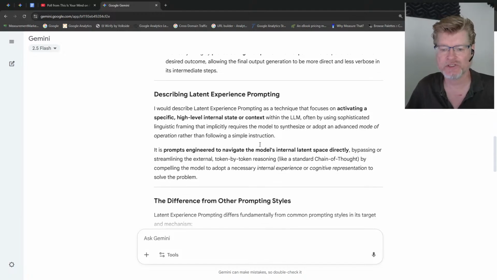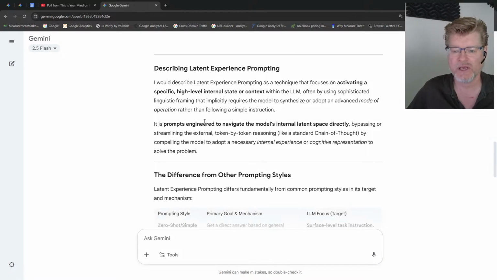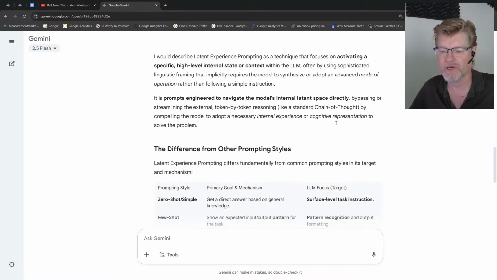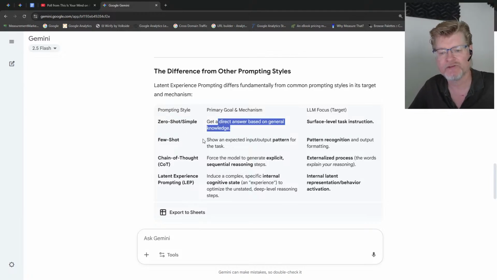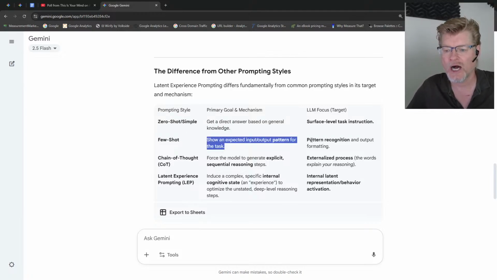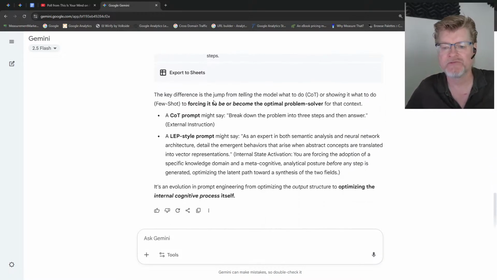Okay, so here's how we're going to describe it. It's focusing on activity, specific high-level internal state or context with LLM prompt engineering, navigating the model's internal space directly. Sure. Okay, these are the different prompts. Here's how a zero shot might go. Here's how a few shot might go. Et cetera, et cetera. So what I'm looking for is different ways.